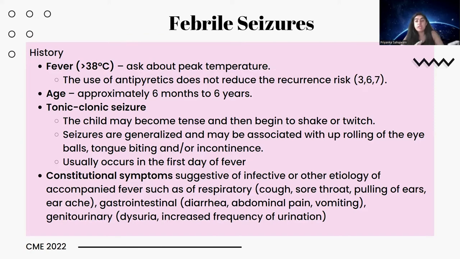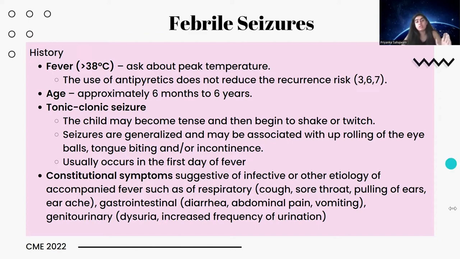Then you have your age. Now this is commonly seen between 6 months to 6 years of age. The thing about acute febrile illness in children is they may have a seizure because of this illness. You will also be able to differentiate whether they are having a simple generalized tonic-clonic seizure or a complex seizure, that we'll see in the next slide.